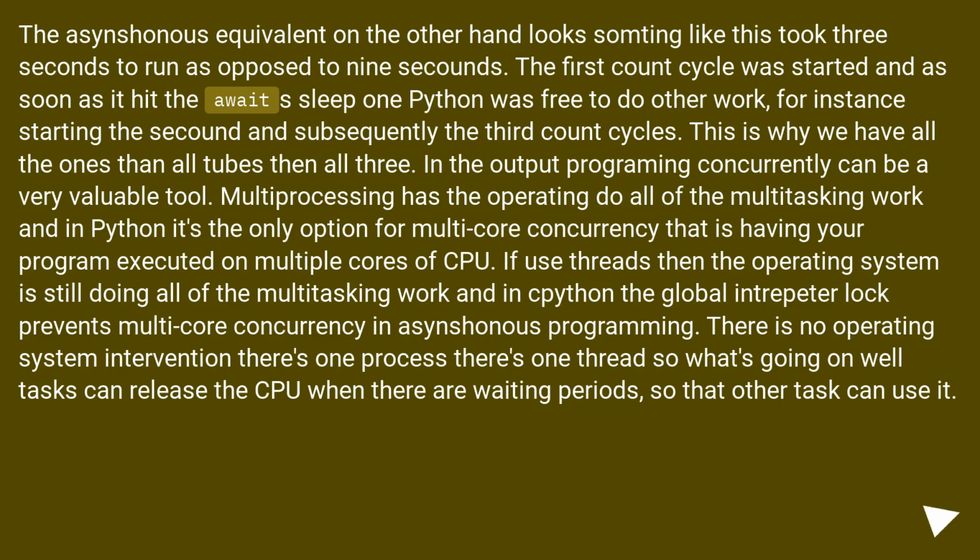Programming concurrently can be a very valuable tool. Multiprocessing has the operating system do all of the multitasking work, and in Python it's the only option for multi-core concurrency, that is having your program executed on multiple cores of the CPU. If you use threads, then the operating system is still doing all of the multitasking work, and in Python the global interpreter lock prevents multi-core concurrency. In asynchronous programming, there is no operating system intervention, there's one process, there's one thread, so what's going on? Well, tasks can release the CPU when there are waiting periods, so that another task can use it.